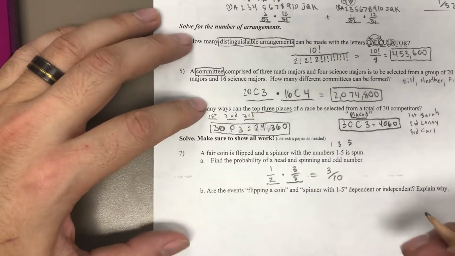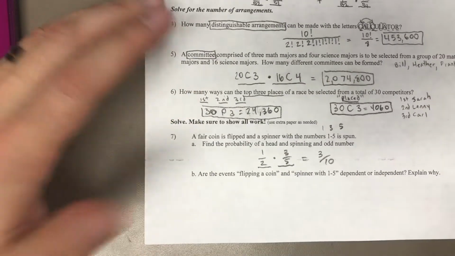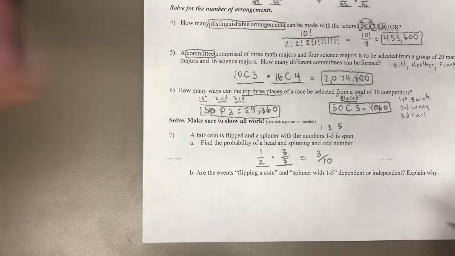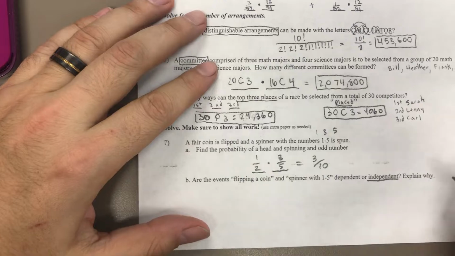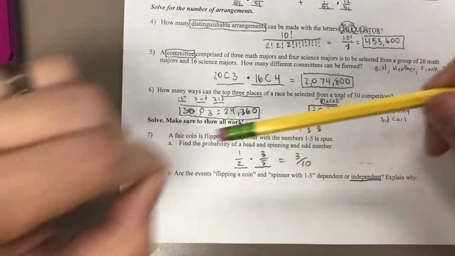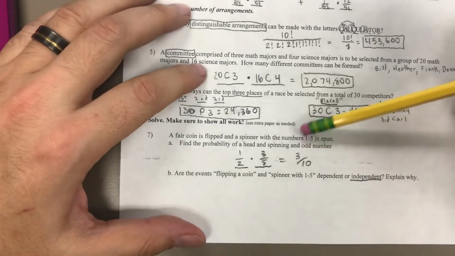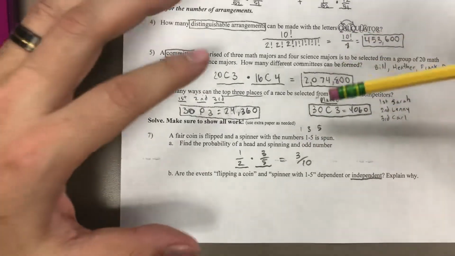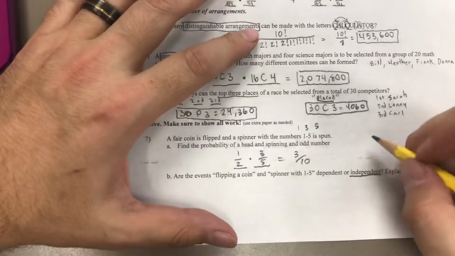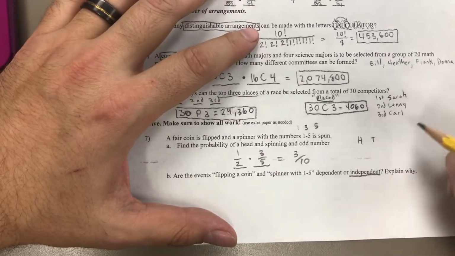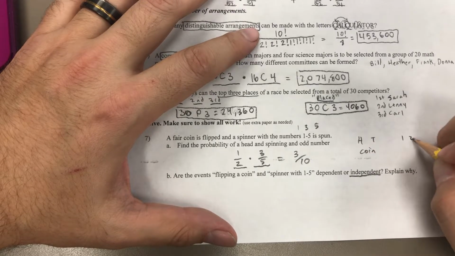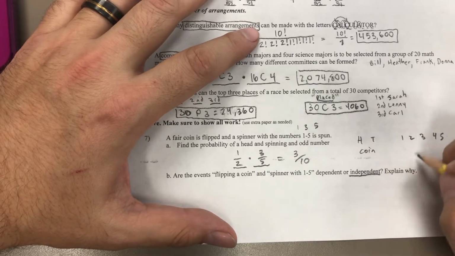Now, are the events flipping a coin and spinning the number 1 through 5 dependent or independent, and explain why? Well, these are independent. The heads doesn't affect the spinning anything, they're two separate samplings. You're either going to get a heads or a tails on the coin, and then you're going to get a 1, a 2, a 3, a 4, or a 5 on the wheel.